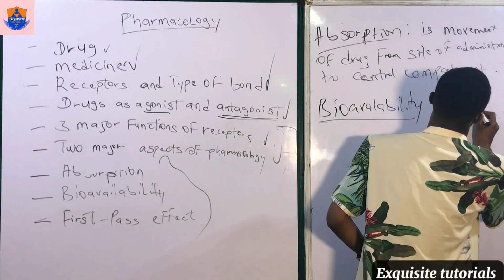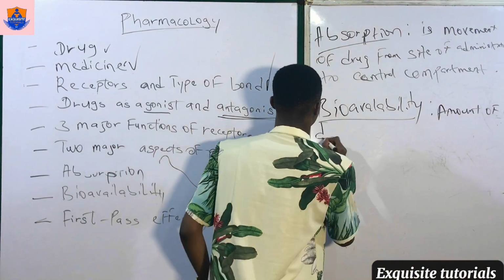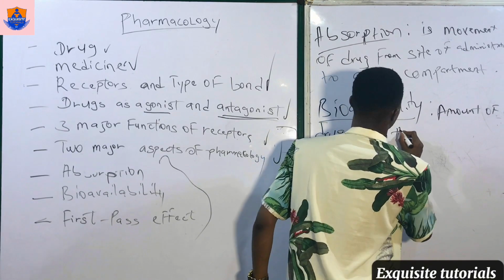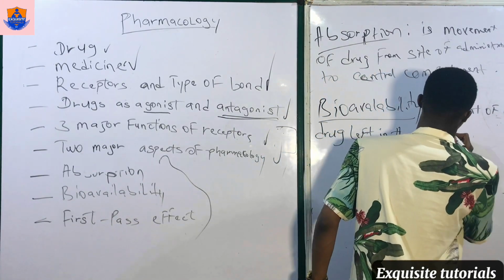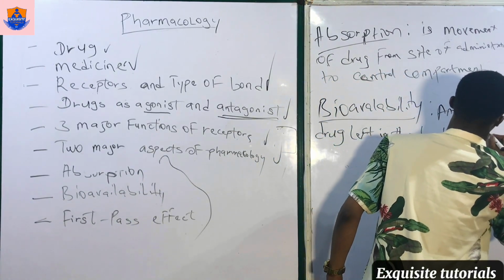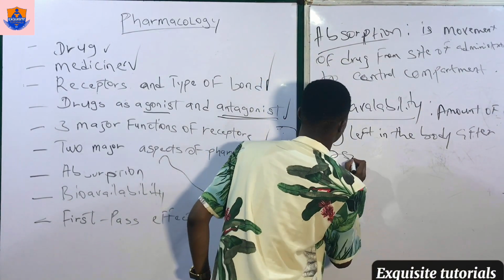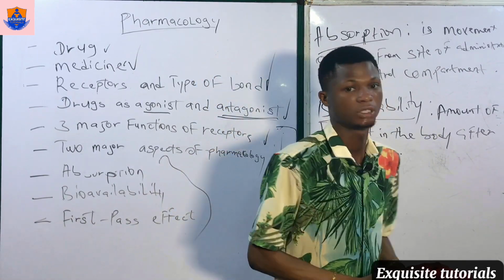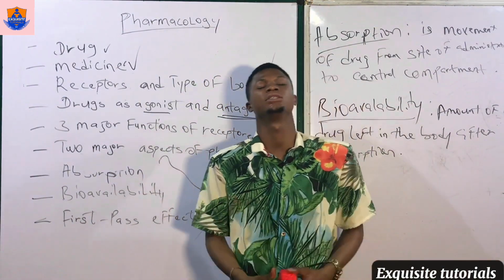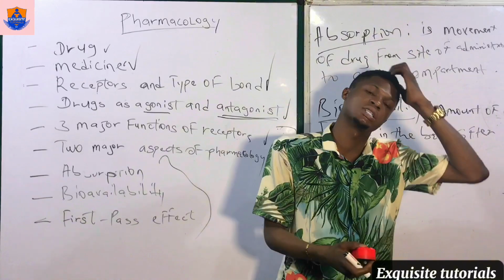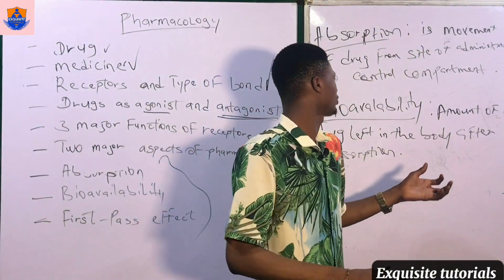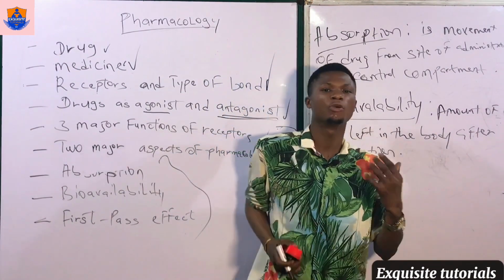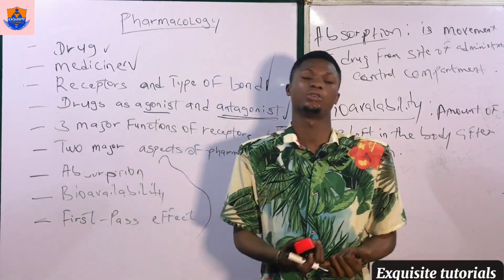Amount of drug left in the body after absorption. This is actually what bioavailability is all about. How much is left? If I inject 1000 milligrams of paracetamol, how much will be left after absorption? Now, this is something that you must understand before choosing the dosage of a drug.